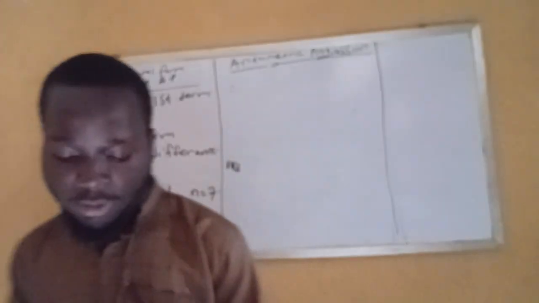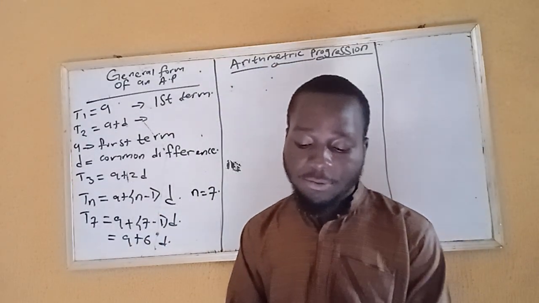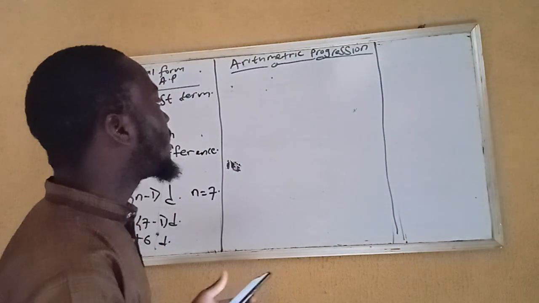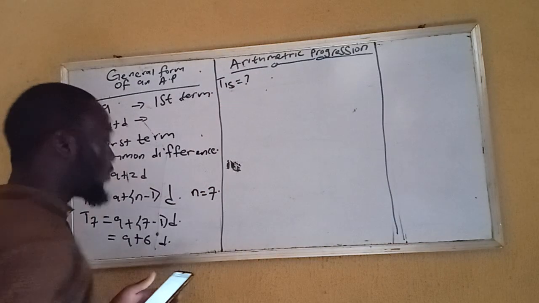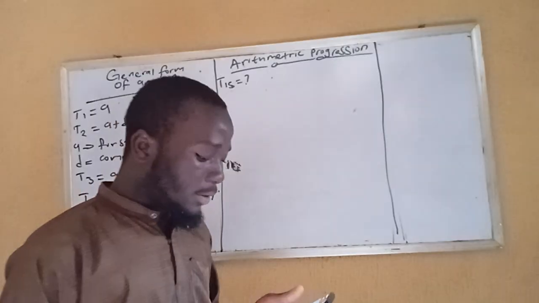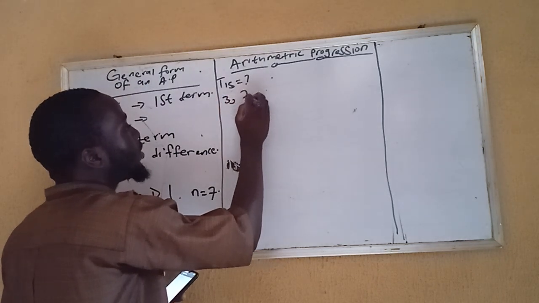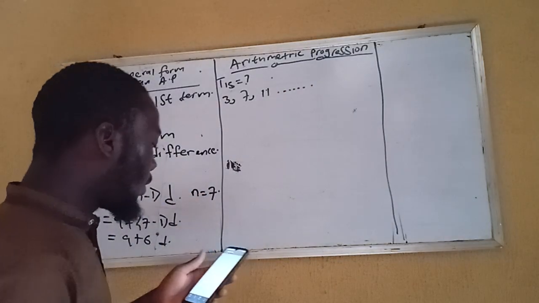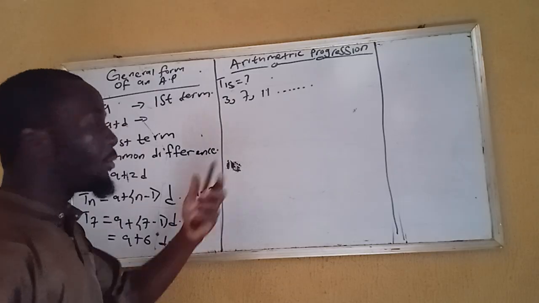First question. Find the 15th term of an AP. T15 is the question. The 15th term of an AP in the sequence. They give us a clue: 3, 7, 11, and so on. We have to find the 15th term with this sequence.